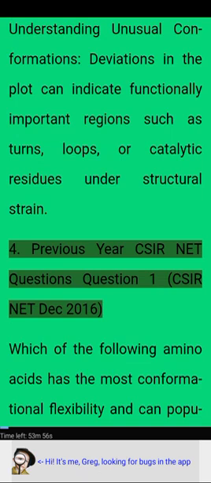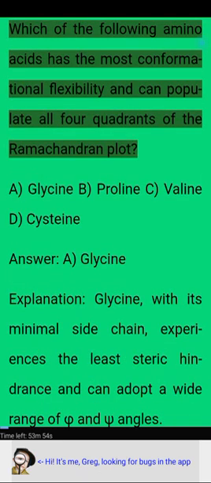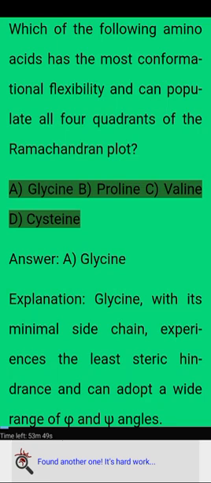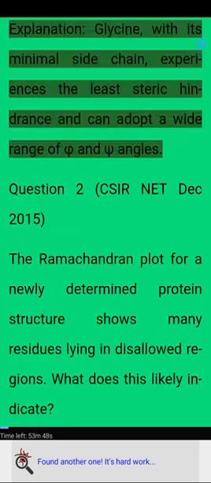Question 1. CSIR-NET December 2016. Which of the following amino acids has the most conformational flexibility and can populate all four quadrants of the Ramachandran plot? A. Glycine. B. Proline. C. Valine. D. Cysteine. Answer. A. Glycine. Explanation. Glycine, with its minimal side chain, experiences the least steric hindrance and can adopt a wide range of phi and psi angles.